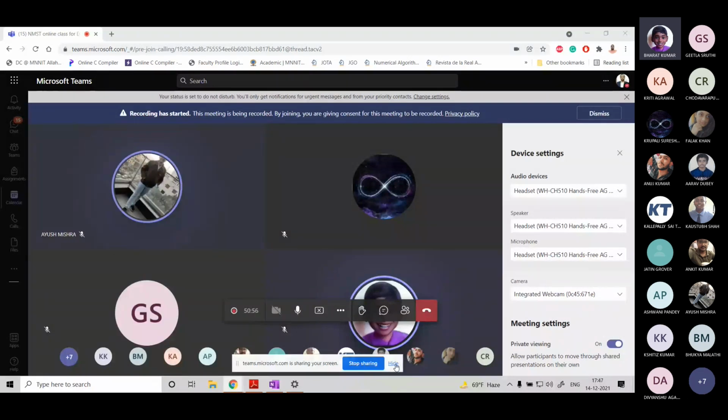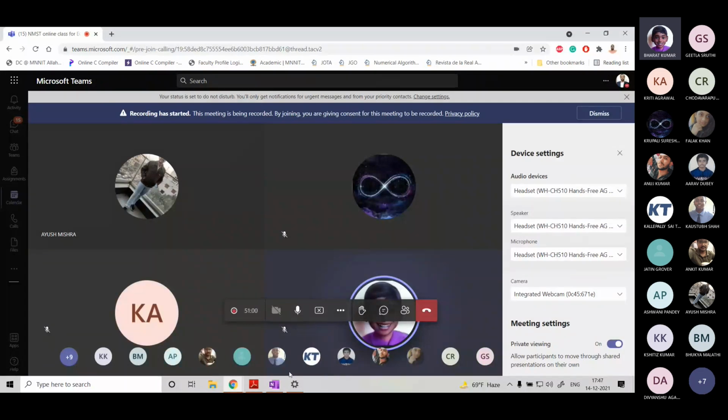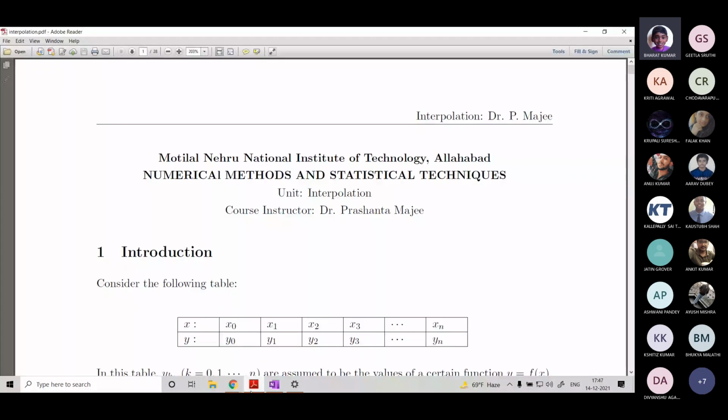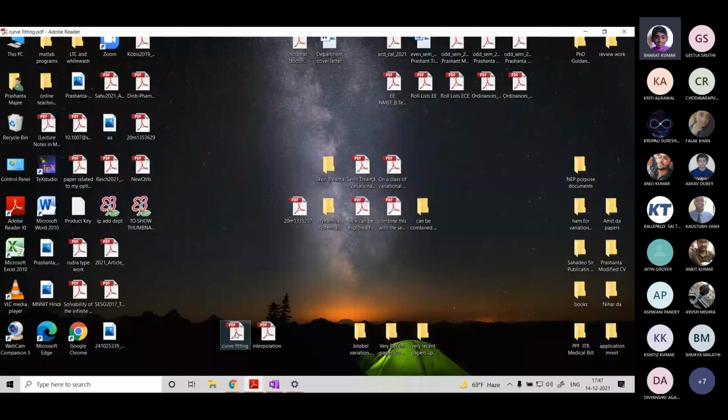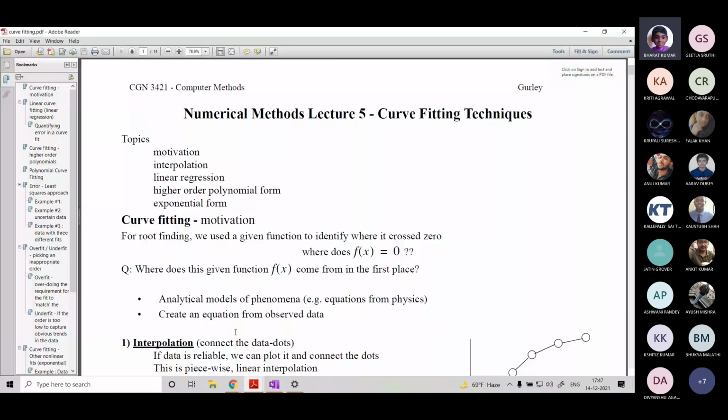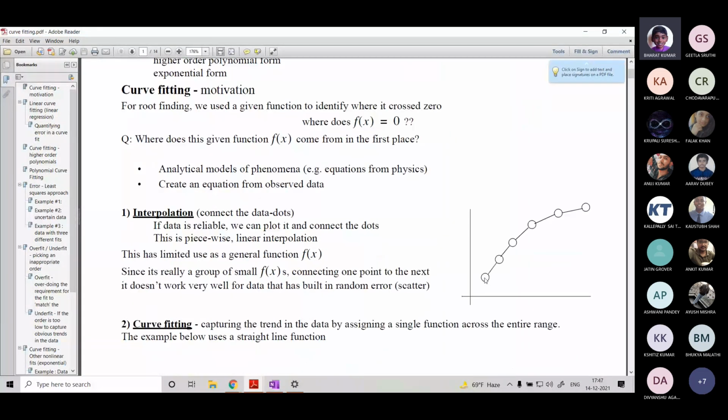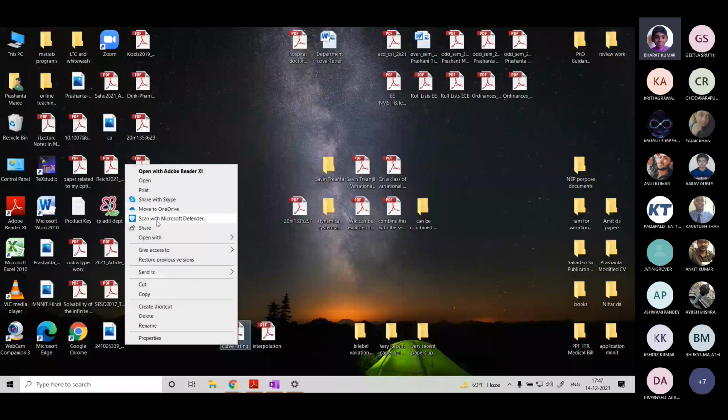Okay, okay, fine. So do you see now? Do you see now my screen? Yes, sir. Okay. So let me show you some data and tell me what kind of relationship you see. Here, suppose these are the data points. Let me open it with Microsoft Edge. Then I will be able to write something on that. Open with Microsoft Edge.